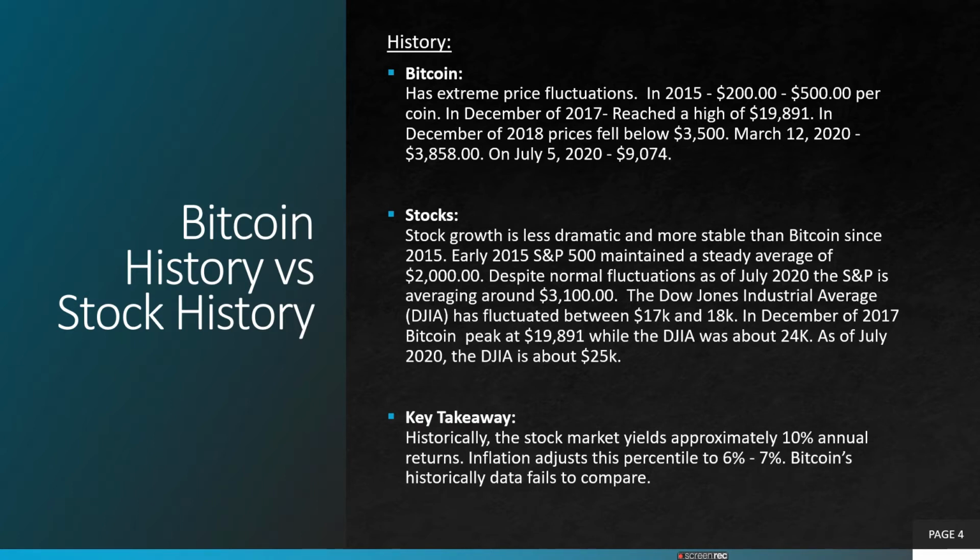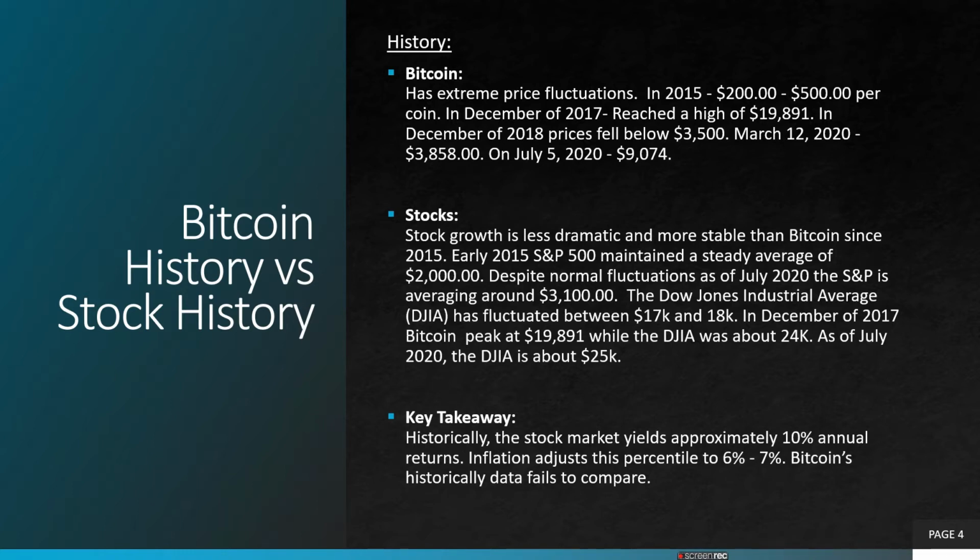On March 12, 2020, it was averaging right around $3,858. On July 5th, 2020, $9,074. So you see how extreme the price fluctuations can be when investing in Bitcoin.